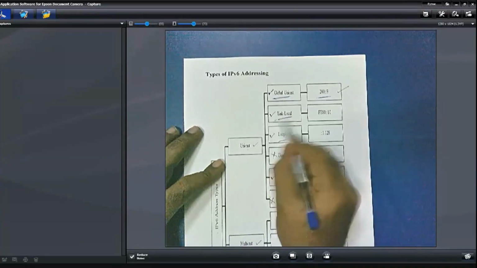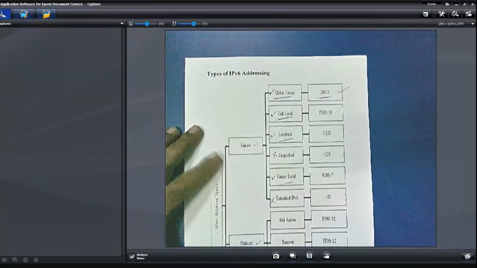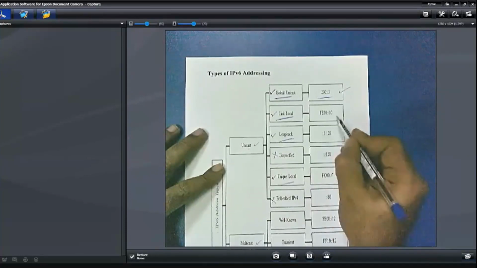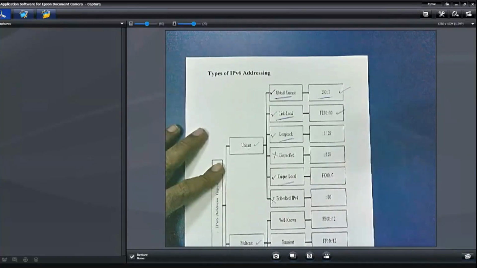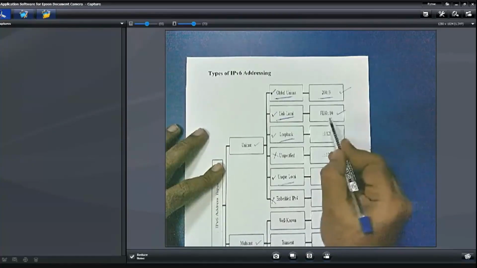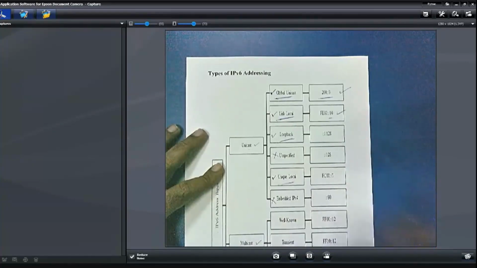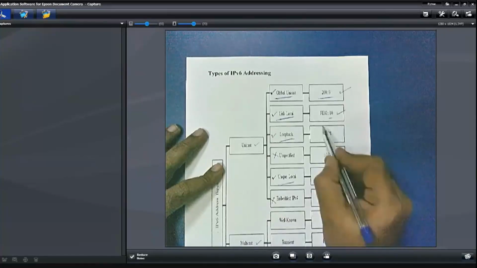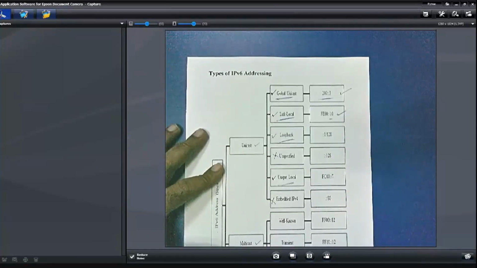Then the link local IP address. A link local IP address will always start with FE80. FE80::/10. What does the 10 mean? I'm not explaining that, no need. You can just take FE80. So if any IP address starts with FE80, it is a link local IP address.